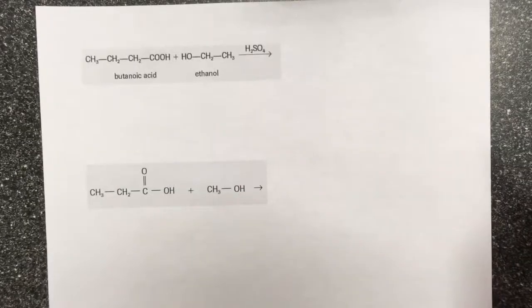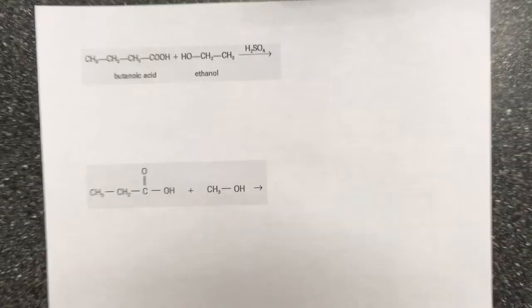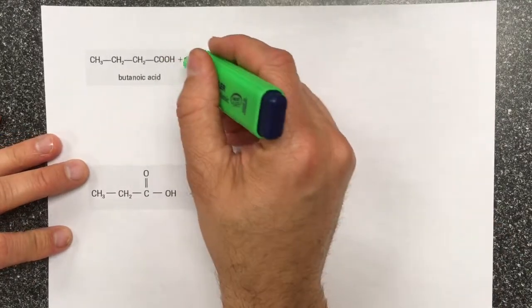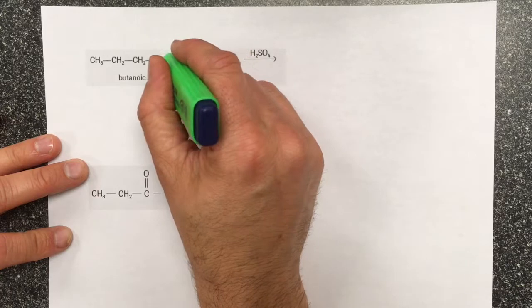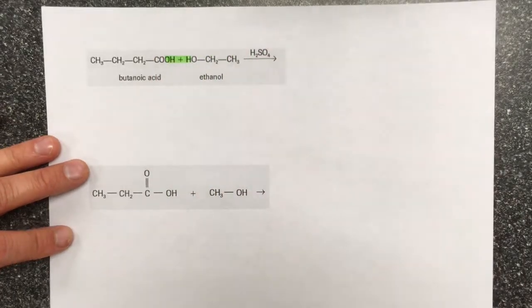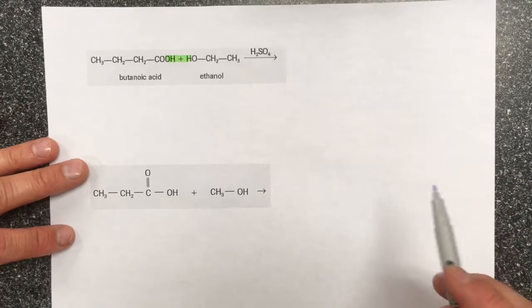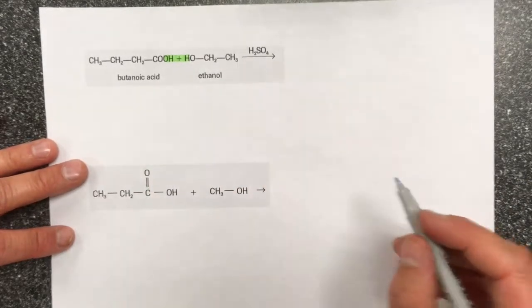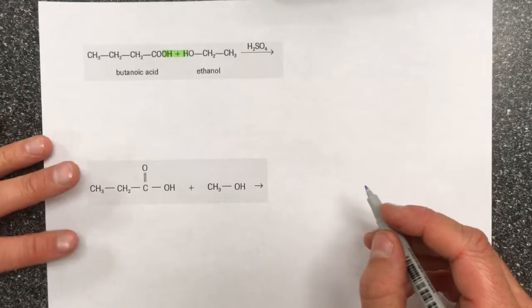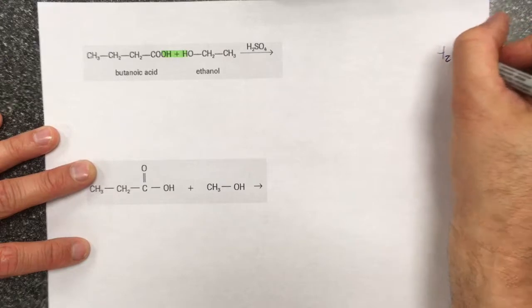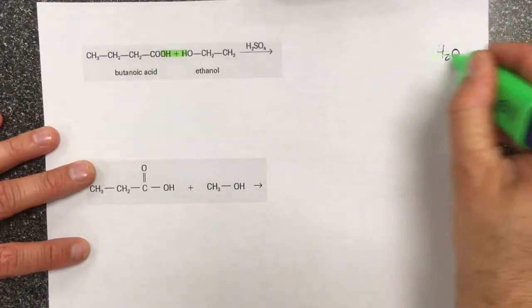Esterification reactions are a reaction that will condense out a water. So it's a dehydration reaction. It removes a hydroxide and a hydrogen. The hydroxide comes from the carboxylic acid, and the hydrogen comes from ethanol, or the alcohol. And so the H2O is coming from this green part here.